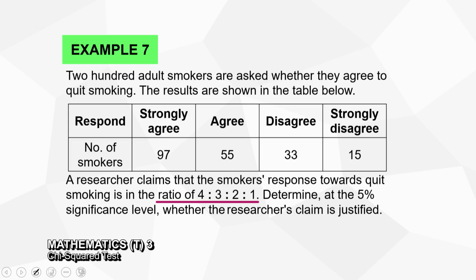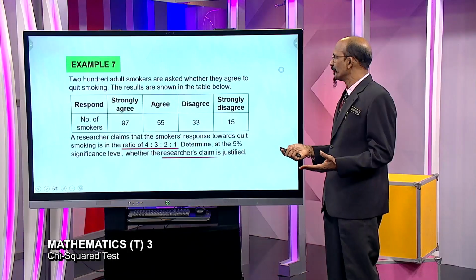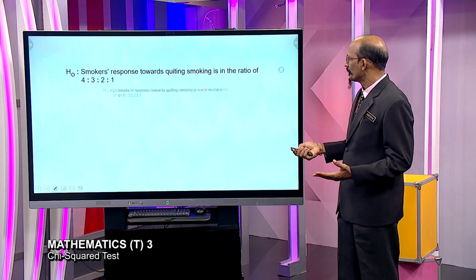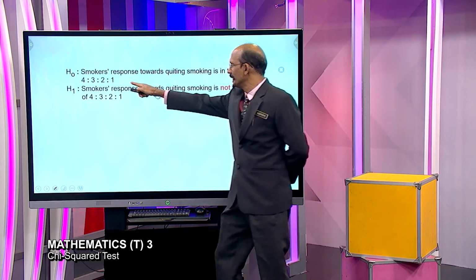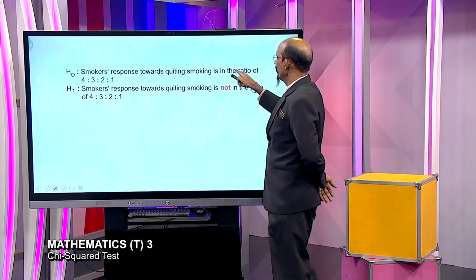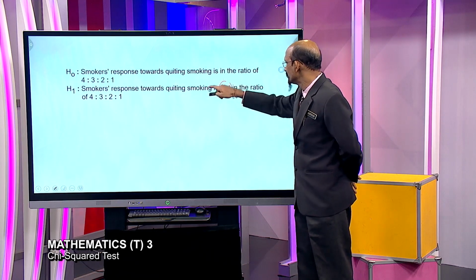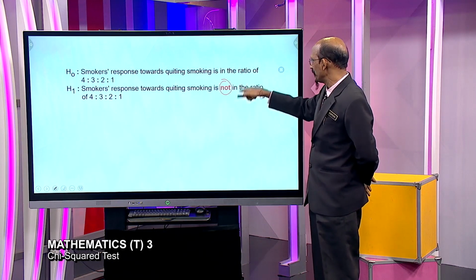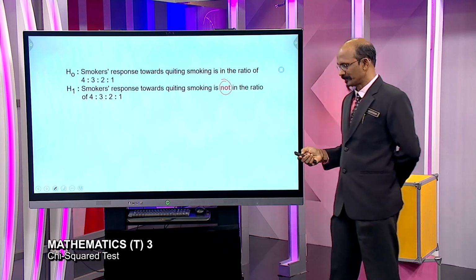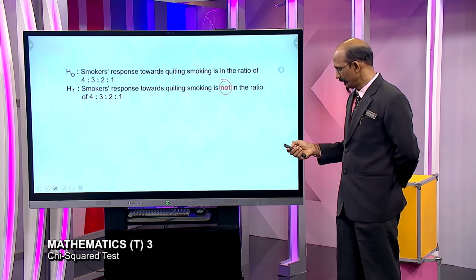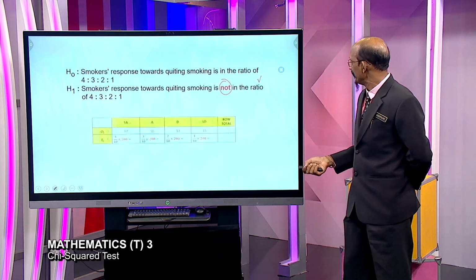So what we do, as I mentioned earlier, 6 steps. So H0, because this is the distribution, we just write it. And then for your H1, just add the word not. Everything is exactly the same. We only put the word not. That means the first one we agree, the next one we do not agree with that. And then we get 1 mark there.